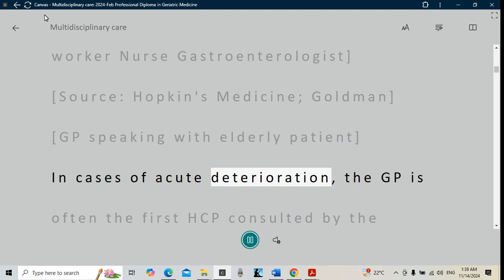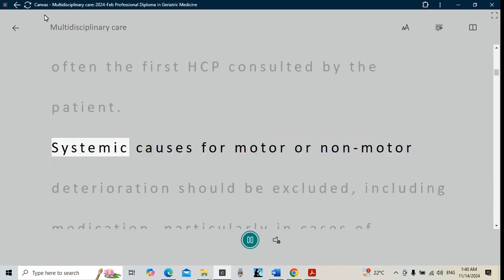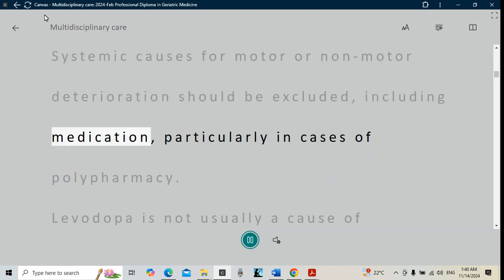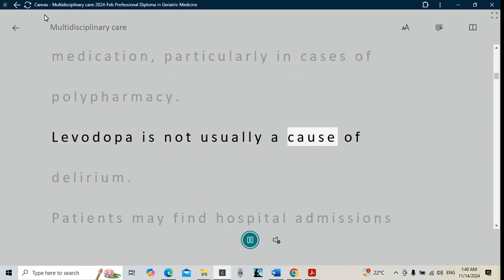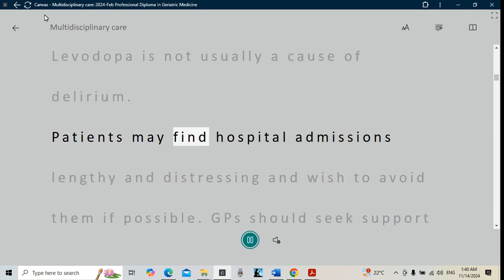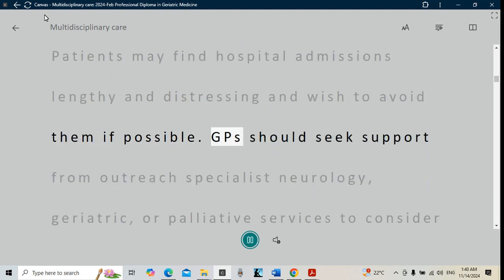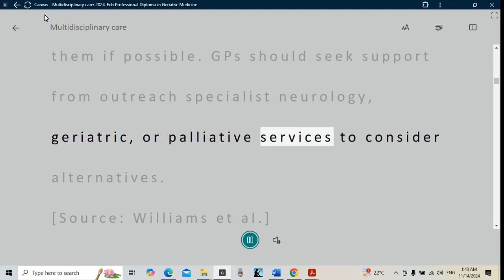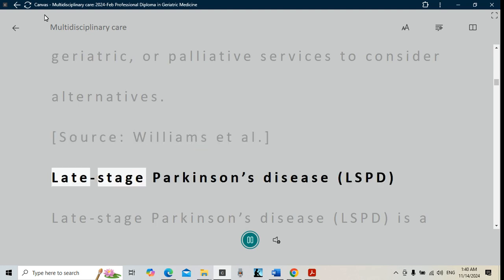GP speaking with elderly patient. In cases of acute deterioration, the GP is often the first HCP consulted by the patient. Systemic causes for motor or non-motor deterioration should be excluded, including medication, particularly in cases of polypharmacy. Levodopa is not usually a cause of delirium. Patients may find hospital admissions lengthy and distressing and wish to avoid them if possible. GPs should seek support from outreach specialist, neurology, geriatric, or palliative services to consider alternatives. Source: Williams et al.